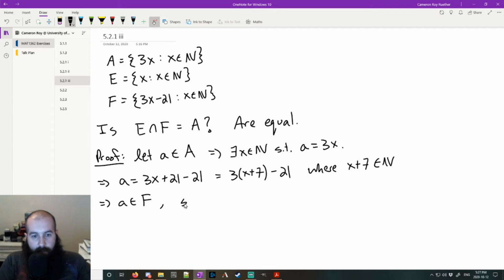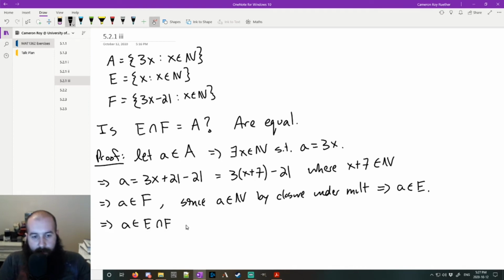And since A is natural by closure under multiplication, because it's just 3 times a natural number, this means that A is in E. Since it's in F and it's in E, this means that A is an element of E intersect F, and so the set A is a subset of E intersect F.